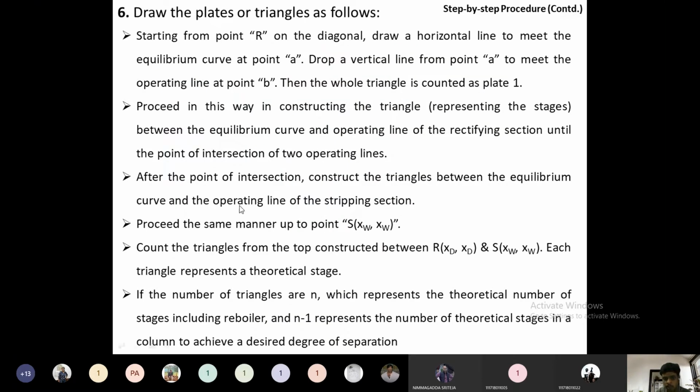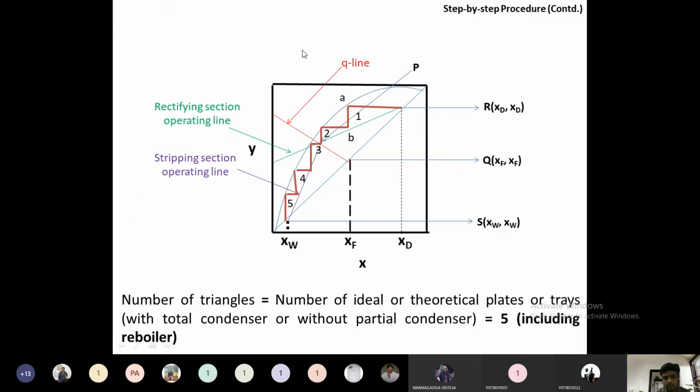I have just summarized how to draw the triangle, so I will try to explain. See, first one is the xD coordinate point. From this point, you have to draw one horizontal line up to the equilibrium curve. Then from this equilibrium curve, we have to draw a vertical line up to the operating line for the rectifying section. It will be called B. Then from this one, once again, we have to draw the horizontal line.